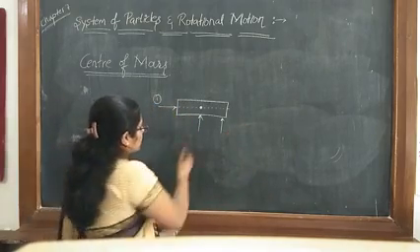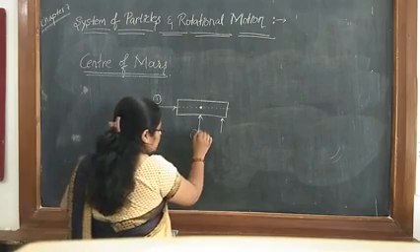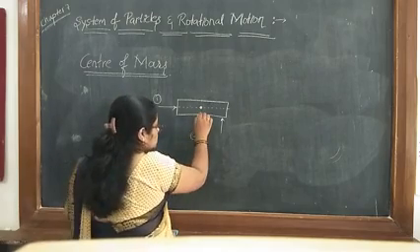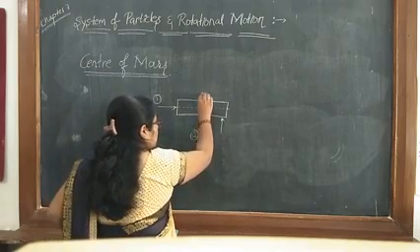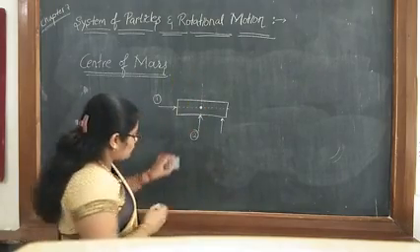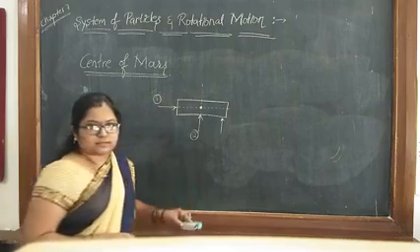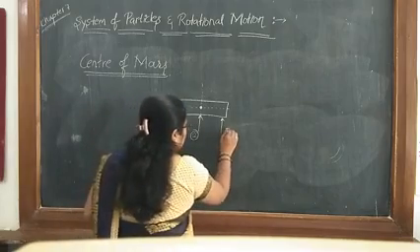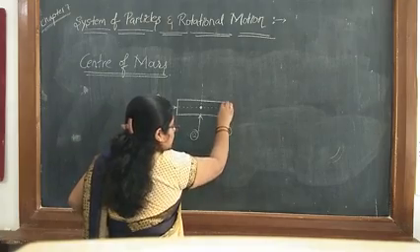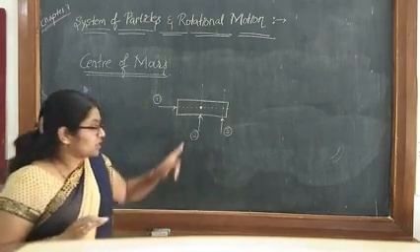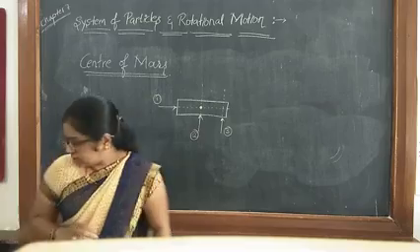Now consider the second force. What is the effect of this second force? The line of force is also passing through the center of mass, and because of that second force, the body shows linear motion like this. Now the third force, whose line of action is not passing through the center of mass. What is the effect of this third force?